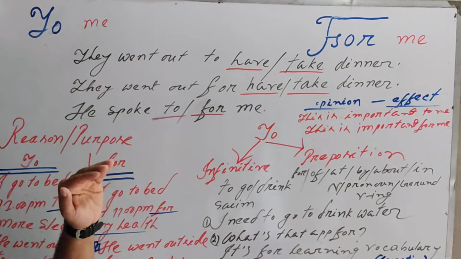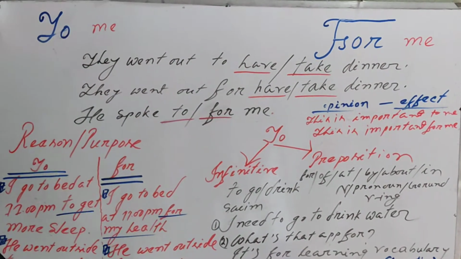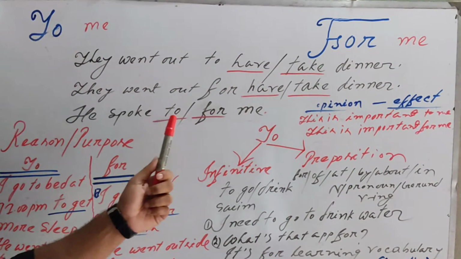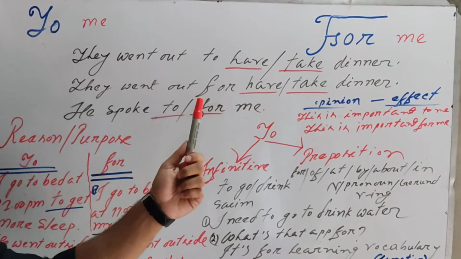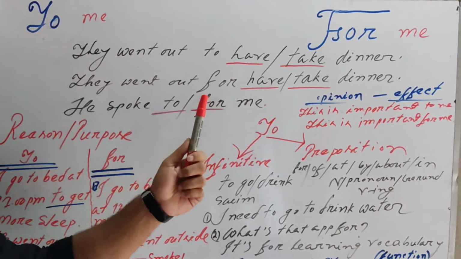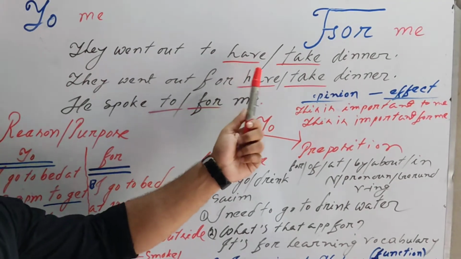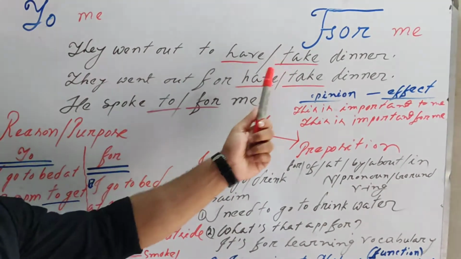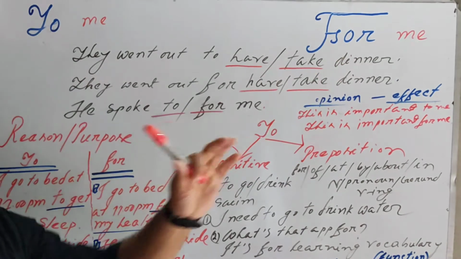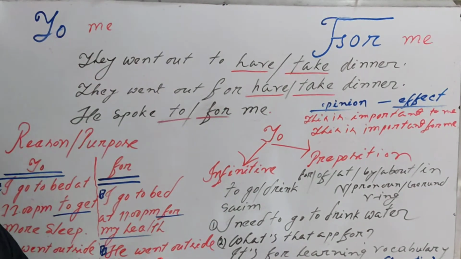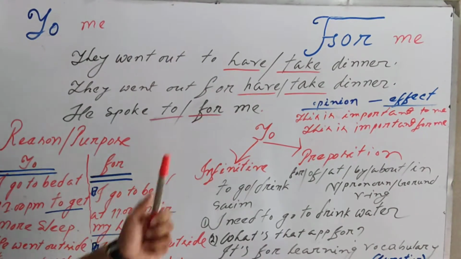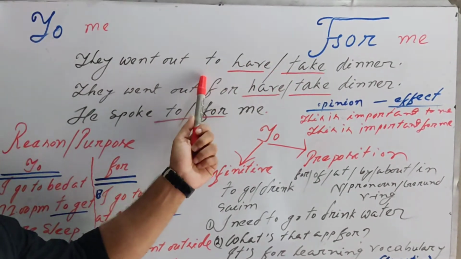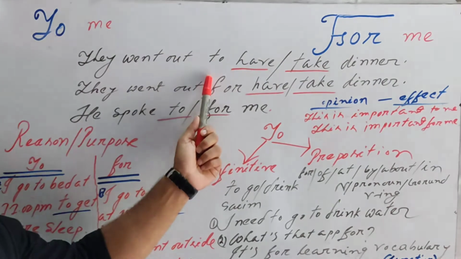The examples have been given here in a different way. So, the difference is very clear. To have or to take, that's not a matter. Have or take dinner, it's okay, no problem. I am having dinner, I am taking dinner, no problem. But before have or take, what have I used? The preposition to, am I right?